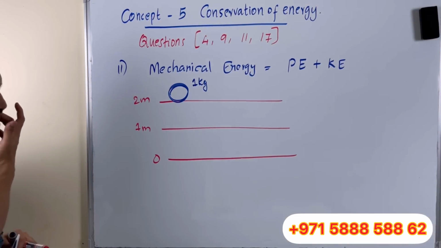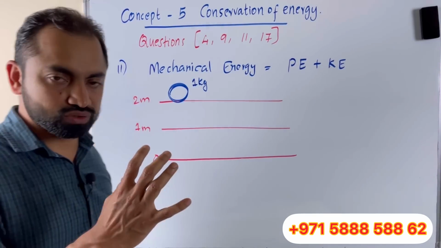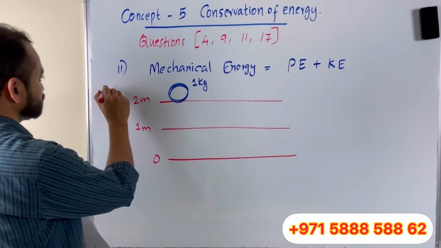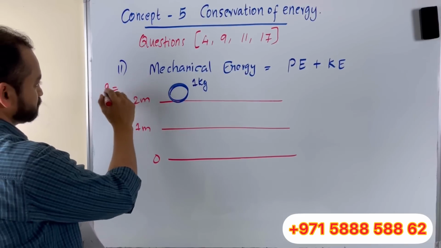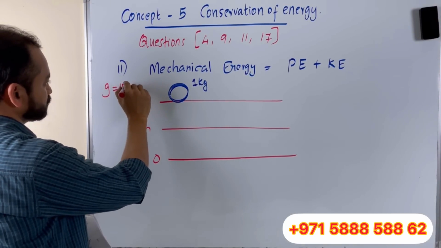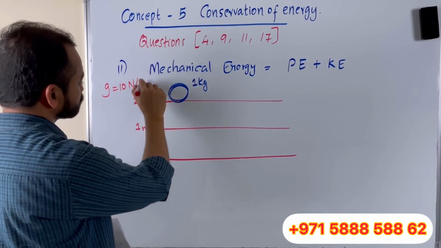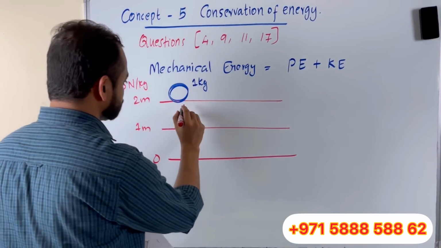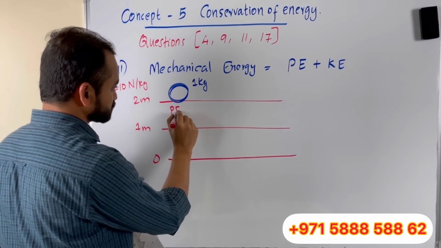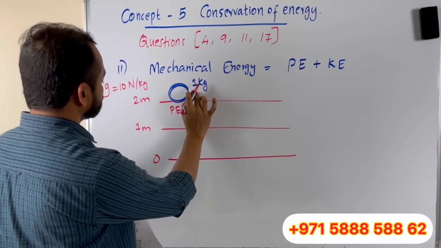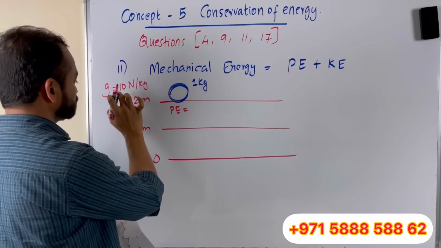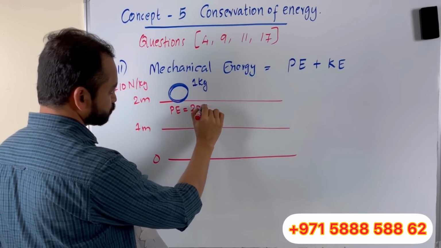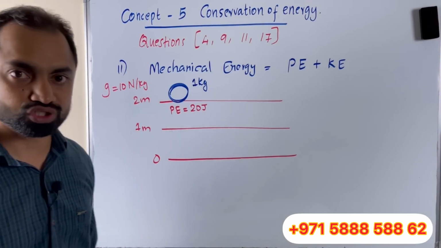So when this ball is at that height, if we consider g equal to 10 newton per kilogram, to make the calculation simple, what is its potential energy at this height? Its potential energy is equal to mass multiplied by g multiplied by 2, so mgh is equal to 20 joule. 20 joule is the potential energy.